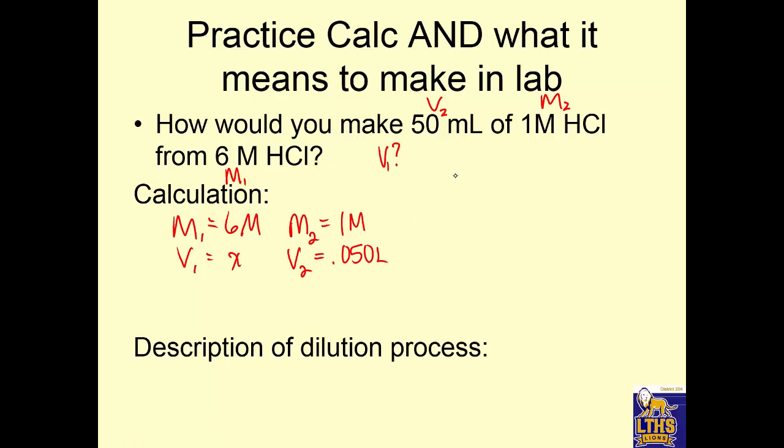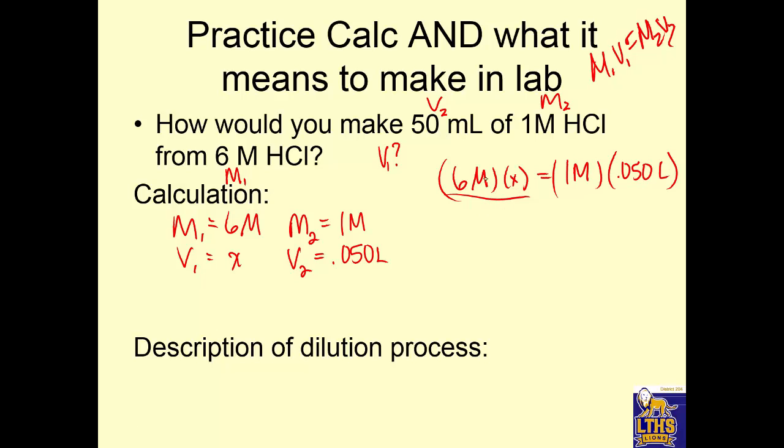Alright, so let's get 6 molar times X. Remember, M1V1 equals M2V2. That's going to equal 1 molar times 0.050 liters. Get rid of that 6 molar. How? Divide. But look, molarity cancels molarity. We're left with liters. And the answer is 0.00833 liters. This is a small number of liters.